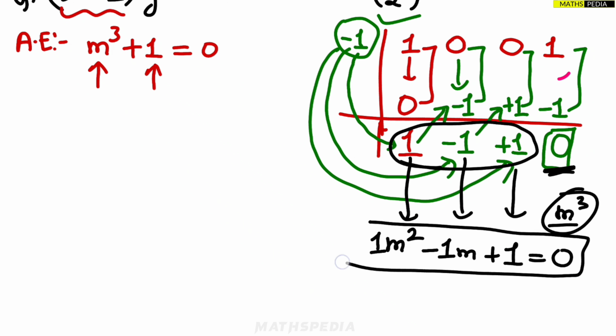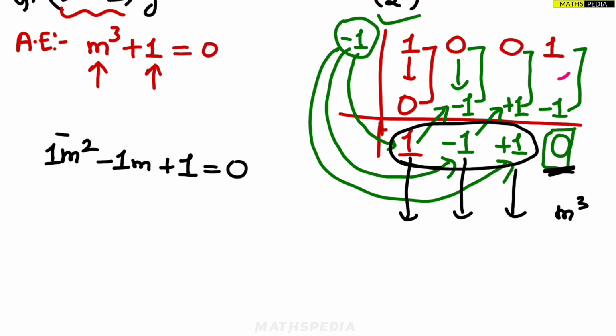Now we have one more quadratic equation. Now what are we going to do? Again synthetic division? No. We can directly get the value using the quadratic formula, or we can use splitting the middle term if possible. In this particular case, if I try splitting the middle term, 1 into 1 is nothing but 1.